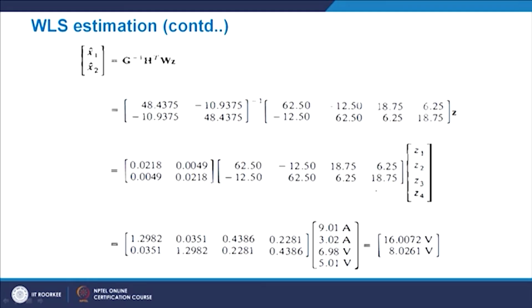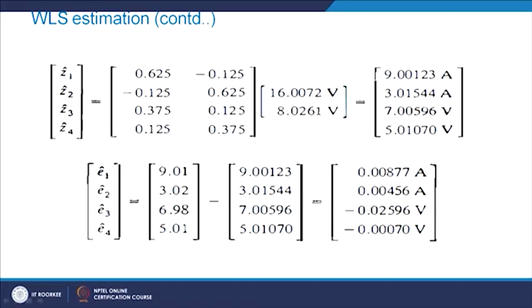So, please recall that our measured values are 9.01, 3.02, 6.98 and 5.01. Then if I do this, I get these estimated values. From these estimated values we can possibly infer that the true values of V1 and V2 would probably be V1 equal to 16 and V2 equal to 8.